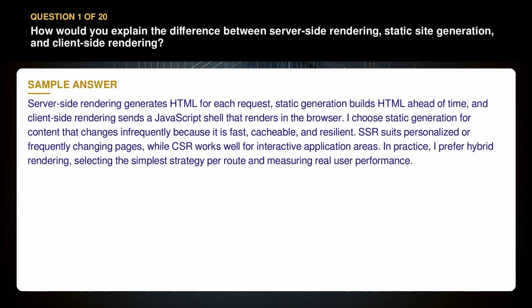I choose static generation for content that changes infrequently because it is fast, cacheable, and resilient. SSR suits personalized or frequently changing pages, while CSR works well for interactive application areas. In practice, I prefer hybrid rendering, selecting the simplest strategy per route and measuring real user performance.